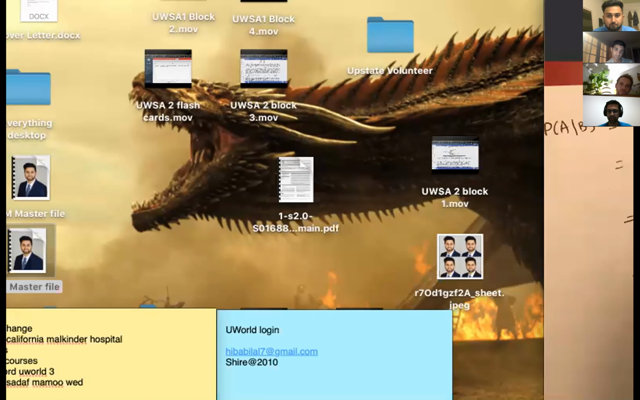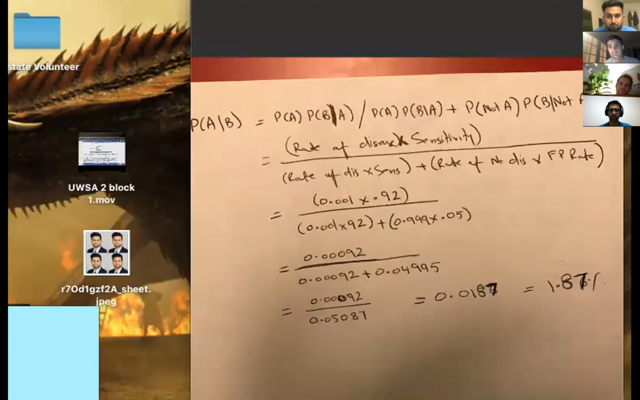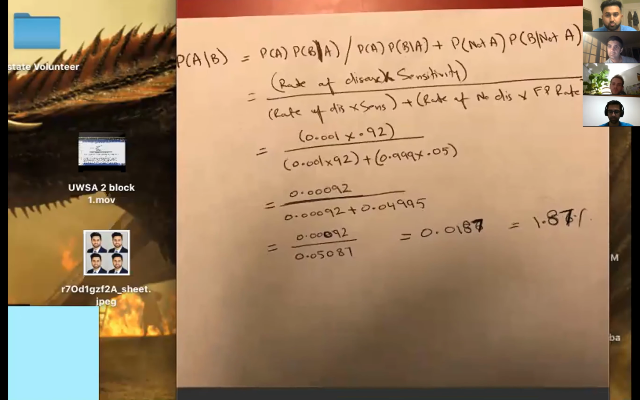Our patient wanted us to calculate the probability of having breast cancer based on having a positive test. We can use Bayes' theorem for that, which allows us to calculate probabilities based on knowing previous probabilities. The probability of having breast cancer given a positive test is equal to the probability of having breast cancer and a positive test divided by the total probability of a positive test. Plugging that into the equation, we get the rate of disease times sensitivity, divided by the rate of disease multiplied by sensitivity plus the rate of no disease multiplied by the false positive rate.